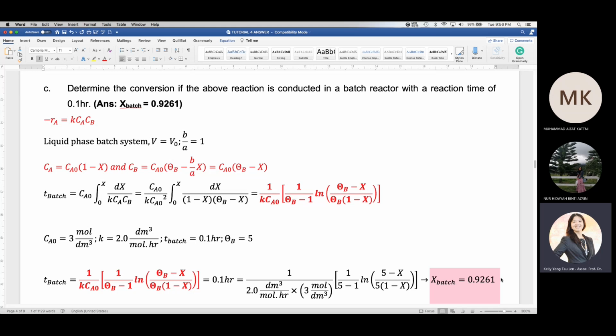Okay, so soalan B dan C tak susah sangat sebab yang susah adalah part A. Lepas kita dah selesai part A, the rest tu kamu kena ganti nilai, tapi kamu kena faham kenapa equation dia berlainan. Sebab dalam part B saya guna PFR, dalam part C saya guna batch reactor. Part B cari volume, part C as I told you kalau batch reactor reaction time. Tapi dalam kes ni dia beri kita reaction time, dia suruh kita cari conversion.